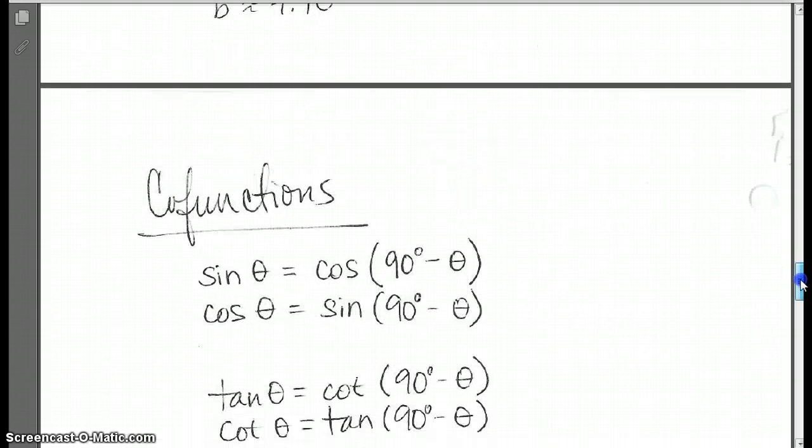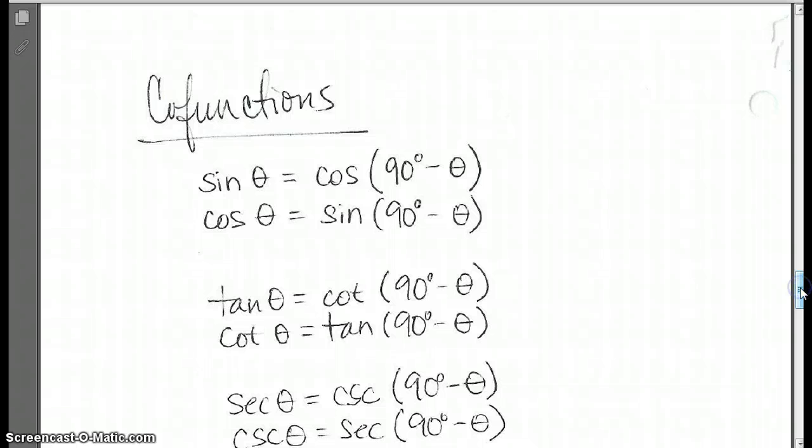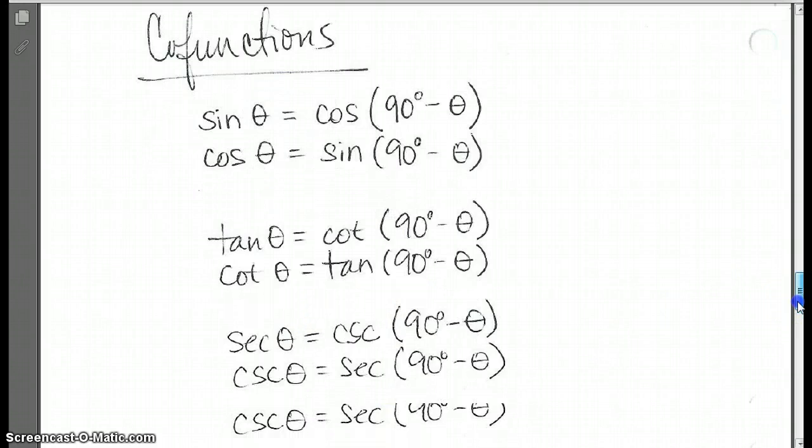We do have cofunction ideas. This document's available to you in doc sharing, so you can print it off. But just the fact that the sine of theta is equal to the cosine of 90 degrees minus theta. So think of the sine of 30 and how it's equal to the cosine of 60. So tangent and cotangent are considered cofunctions. So the tangent of 30 is equal to the cotangent of 60, and secant and cosecant are considered cofunctions.